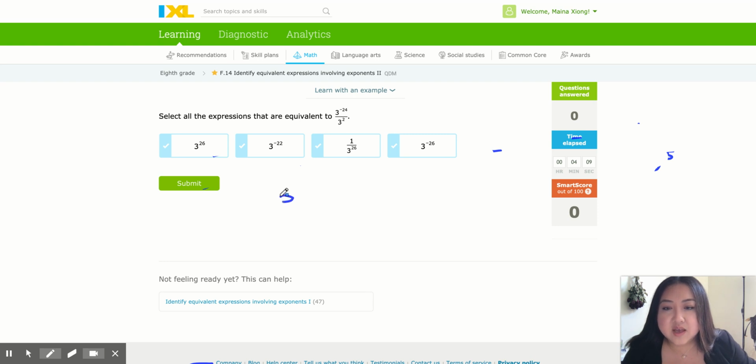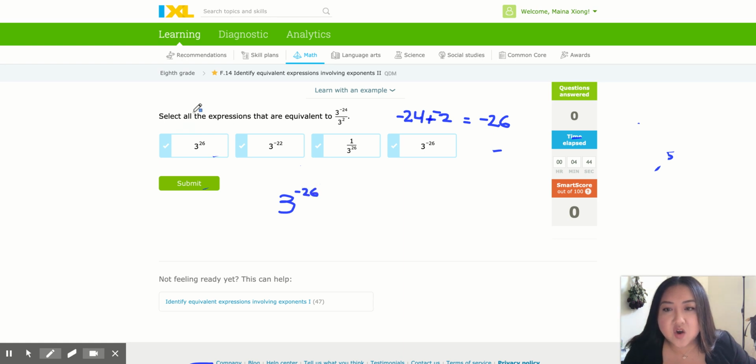all you have to do is have 3, all right, because it's the same base. And then we just subtract the powers. So what is negative 24 minus 2? All right, when you subtract the powers, it's always the top minus the bottom. Basically we're adding a negative 2. That's what it means. So we have negative 26. So the answer is 3 to the negative 26th power.